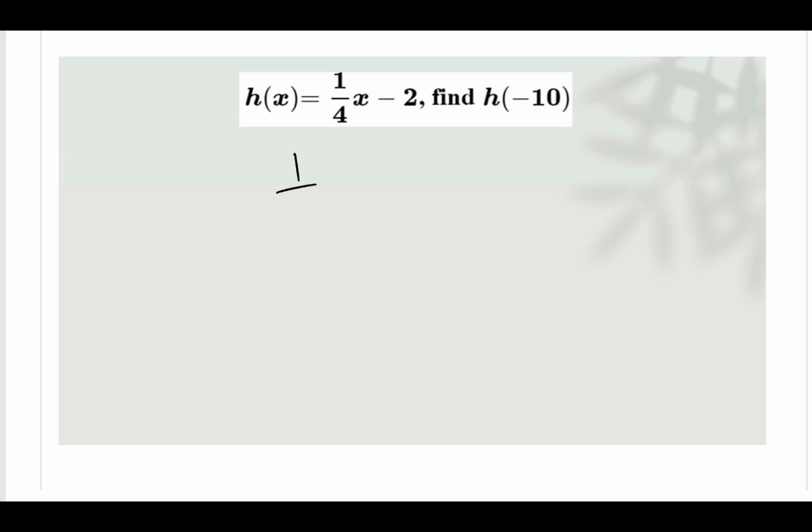So copy the function. Okay, x is now negative 10.